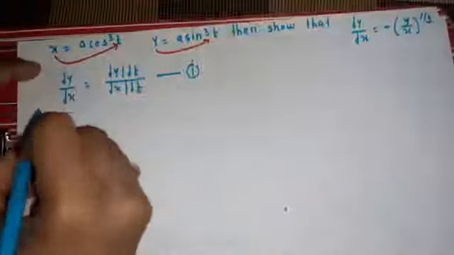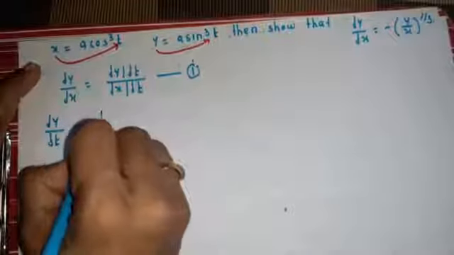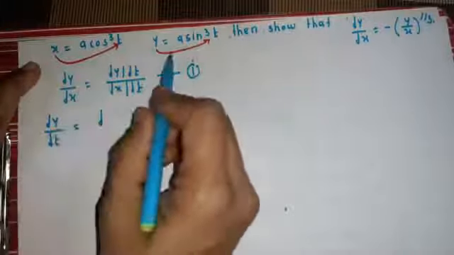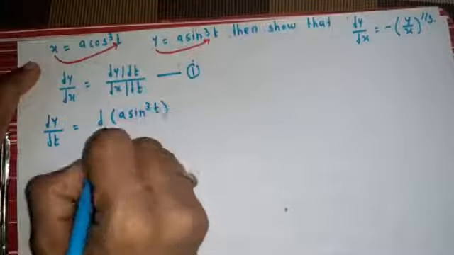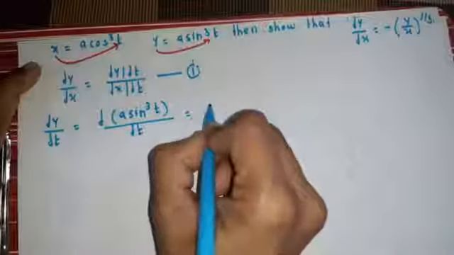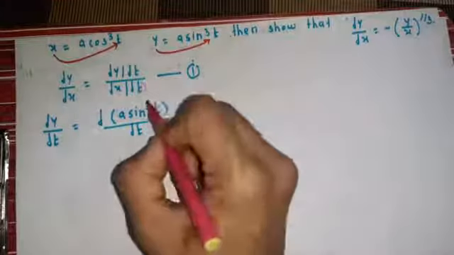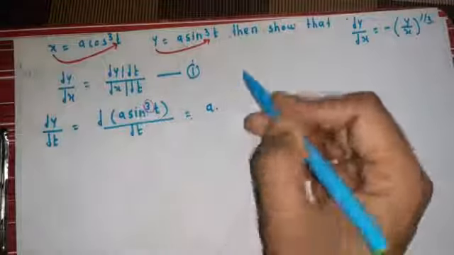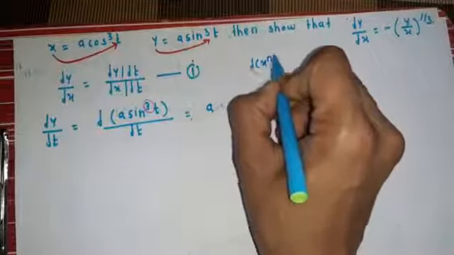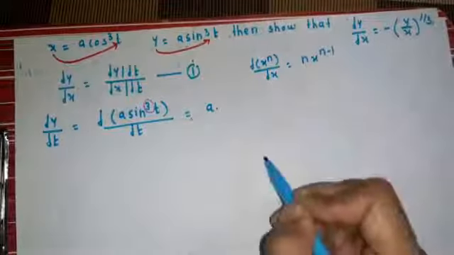Now dy by dt equals differentiation of y with respect to t. What is y? y equals a sine cube t. Okay students, here a is constant. First there is a power function, the outermost function is the power function. That's why differentiate first according to the power rule, that is, differentiation of x raised to n with respect to x is n into x raised to n minus 1.